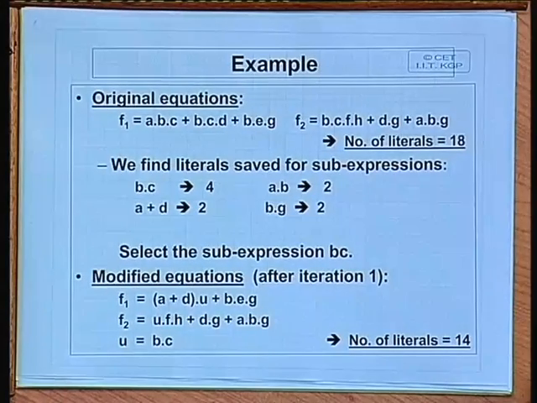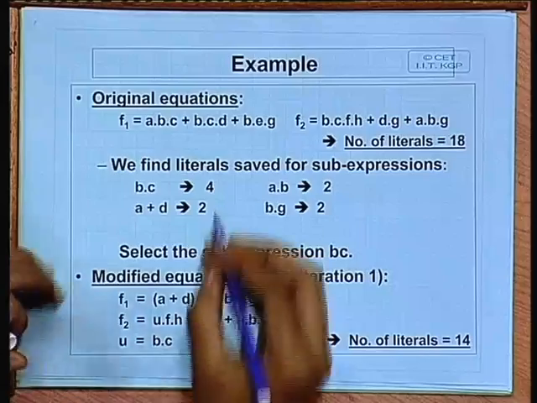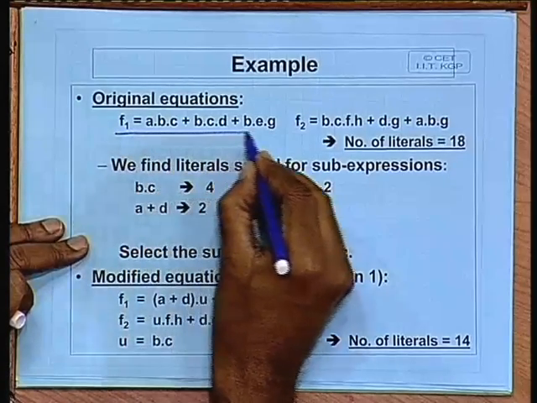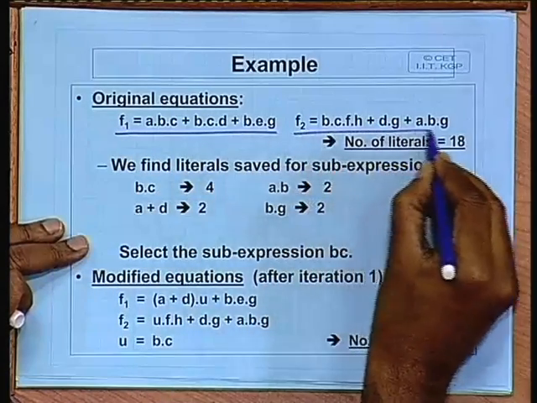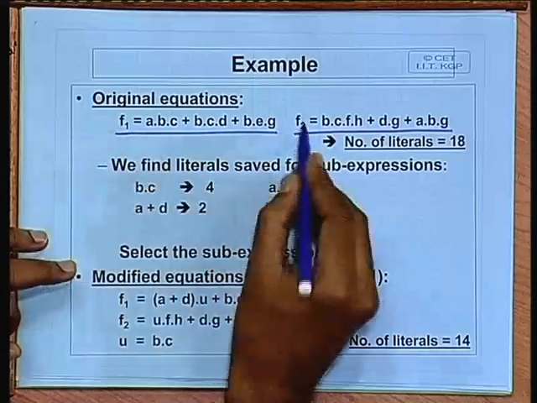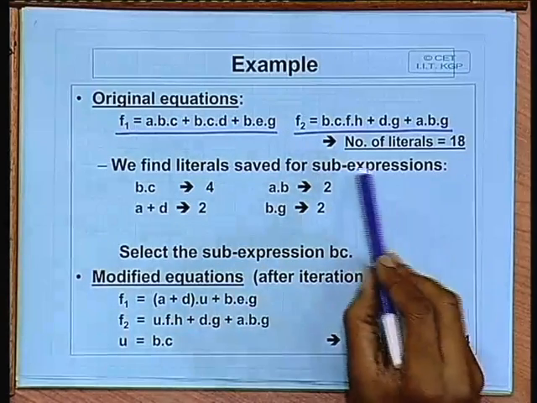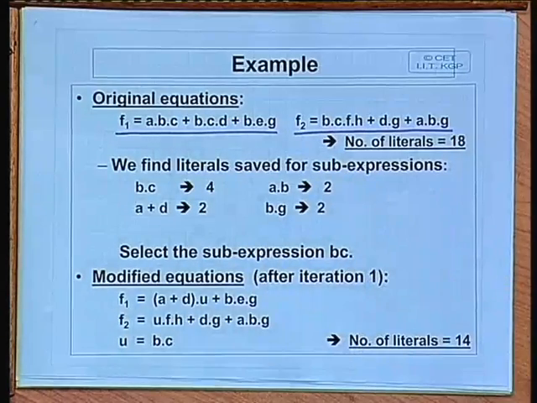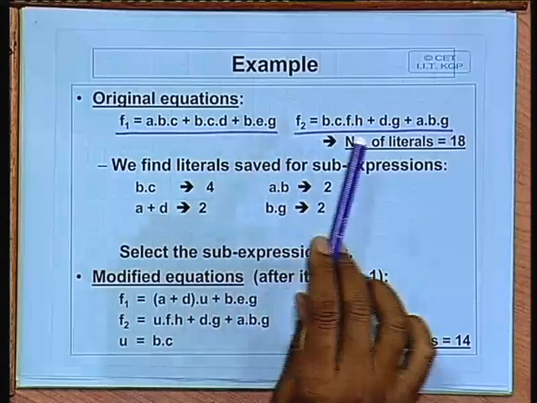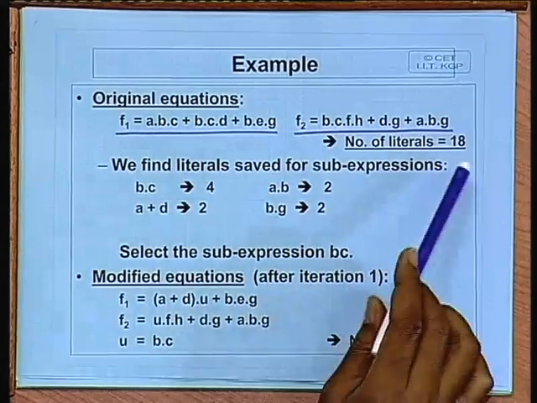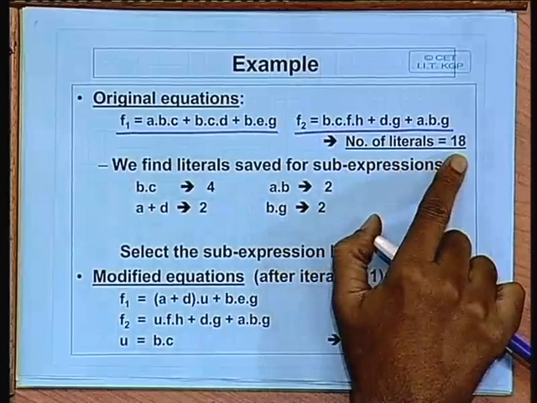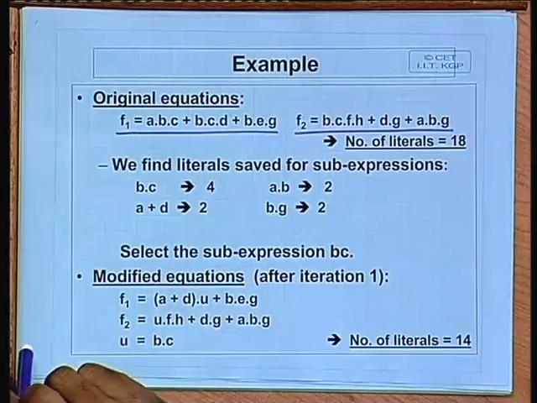Suppose I have a problem like this. There are two equations or two expressions to be solved. Actually, this corresponds to a circuit comprising two outputs, F1 and F2. This A, B, C, D, E, F, G, H are the inputs. Now our measure of goodness is simply to count the number of literals. This is a fairly accurate approach, and many methods simply count the number of literals in order to estimate the cost of implementation.